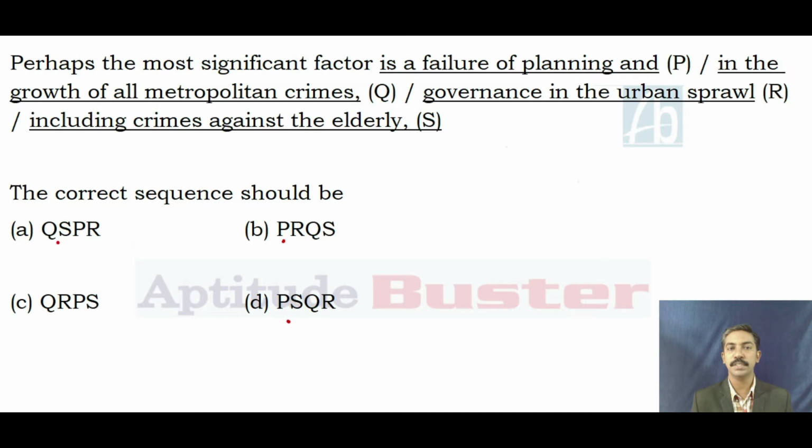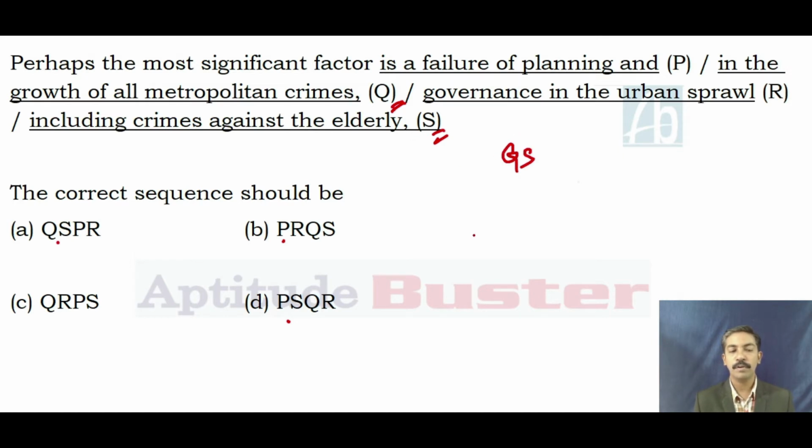Perhaps the most significant factor is a failure of planning and governance in the urban sprawl, in the growth of all metropolitan crimes, including crimes against the elderly. As you look closer, you can understand that Q and S must be coherent. In the growth of all metropolitan crimes, including crimes against the elderly. So Q and S must be coherent.